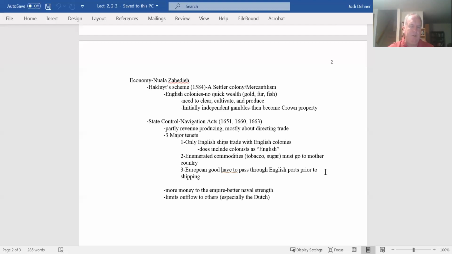And when they're under the control of the crown, the crown is imposing state control over this trading system. They formalize this idea of mercantilism in a series of legislation, parliamentary acts known as the Navigation Acts, which are passed in 1651, 1660, and 1663. The Navigation Acts are about controlling the economic production of the colonies and the relationship of the colonies and the mother country. These acts do contain some revenue generating components. It's partly about making money for the crown, but it's mostly about directing trade.